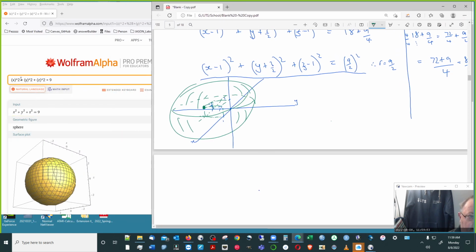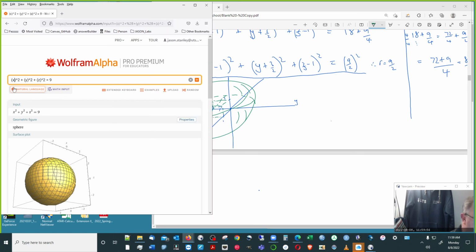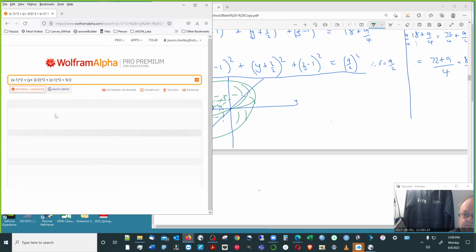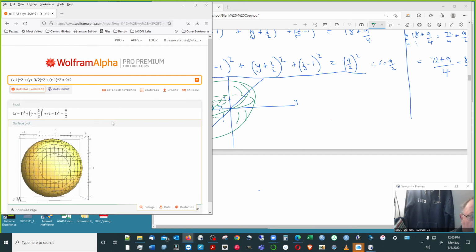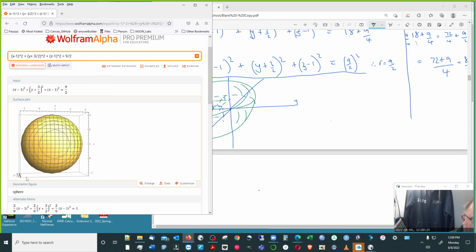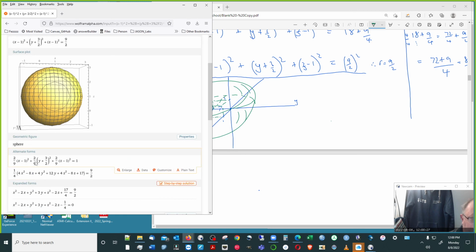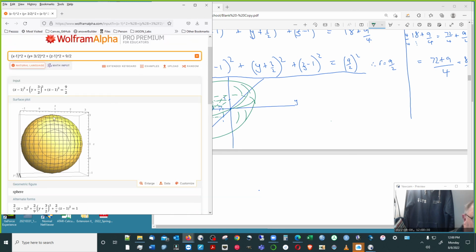There we go. So we've got x minus 1, because the rule is we go positive, y plus 3 on 2. Hopefully that'll cope with that. z minus 1, and our radius was 9 on 2. So we thought. And so if we look carefully, we can see there's all our work, alternate forms, very good. So we can see the movement of the plus and the minus.